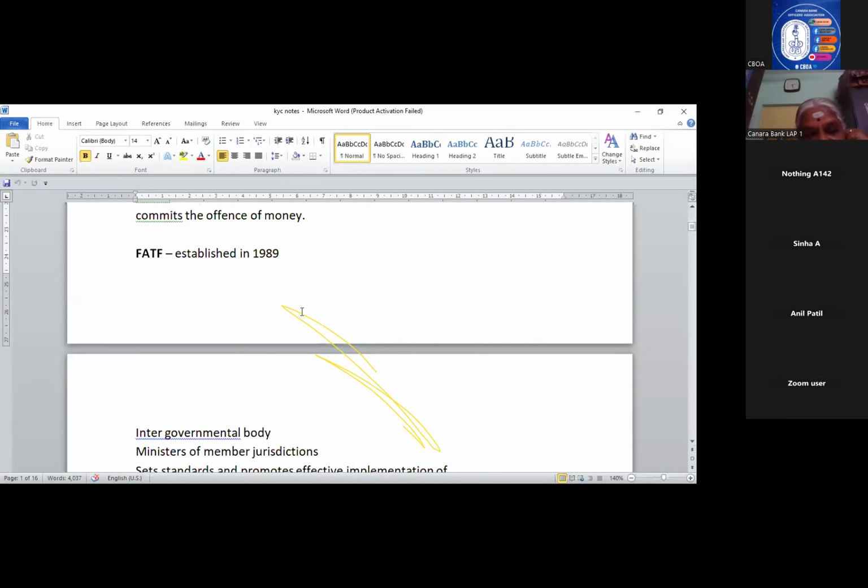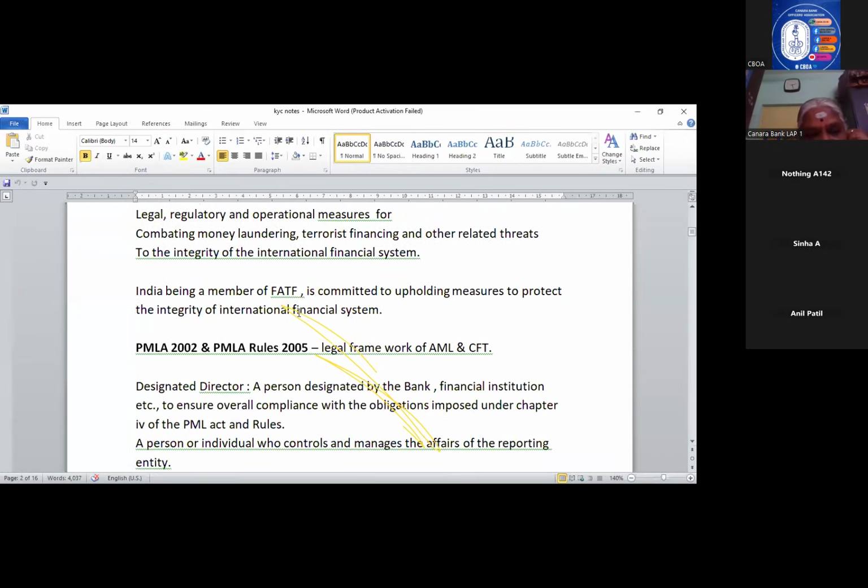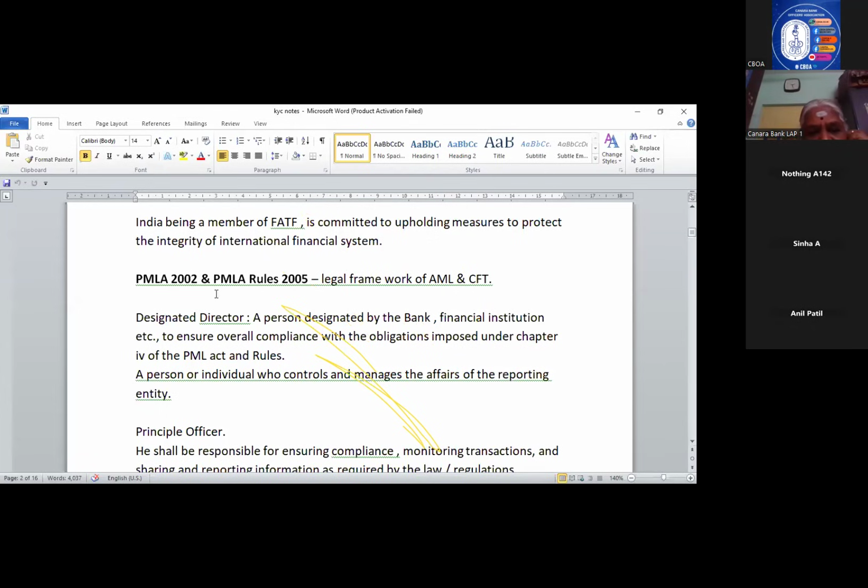FATF, Financial Action Task Force, it's already discussed. PMLA 2002 and PMLA Rules 2005. These are the legal framework of AML and CFT. PMLA is the Prevention of Money Laundering Act 2002. Prevention of Money Laundering Act Rules 2005. It is the legal framework.